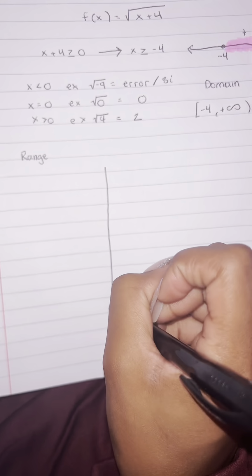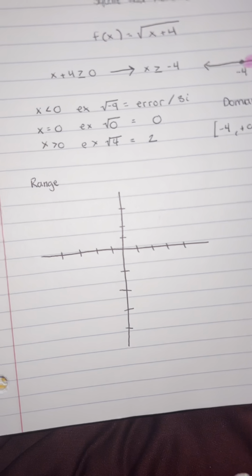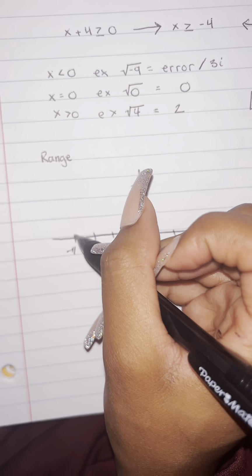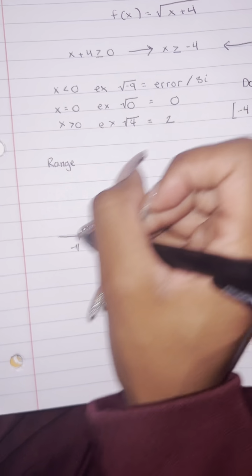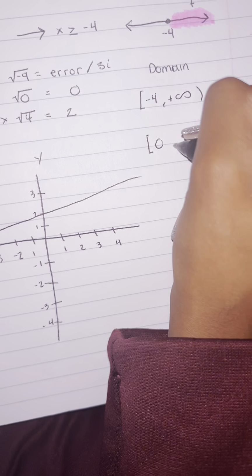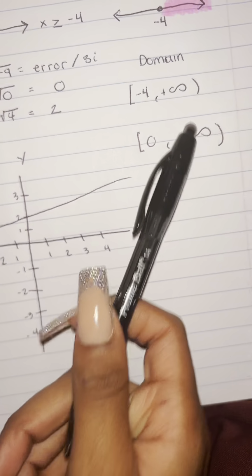Range: the easiest thing would be to put it on a graph and set it up just like this. Plot the points how you would normally, so from -4 all the way to infinity. Then you would interpret the graph based off of the y-axis, and you would get 0 to positive infinity.